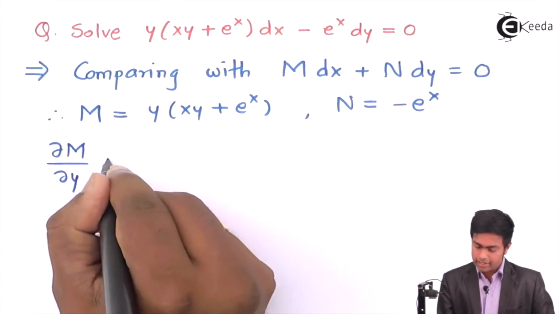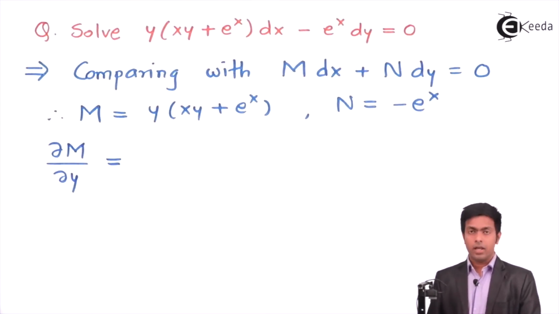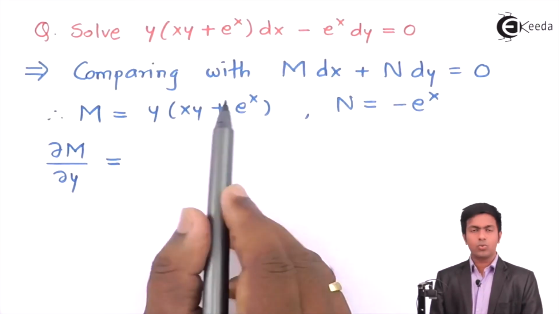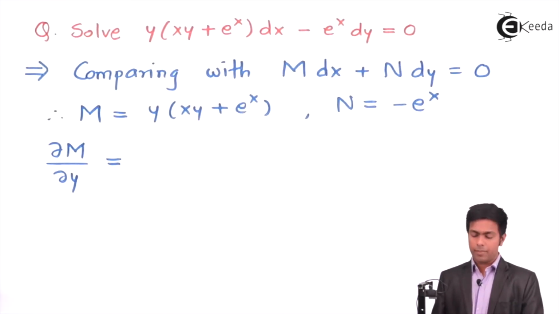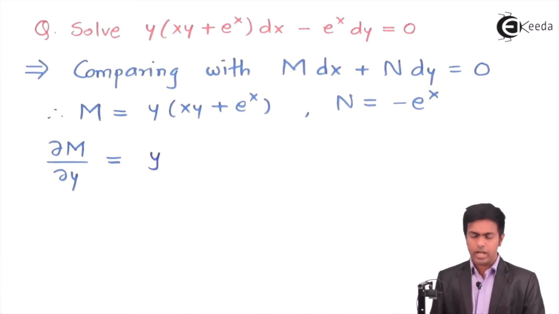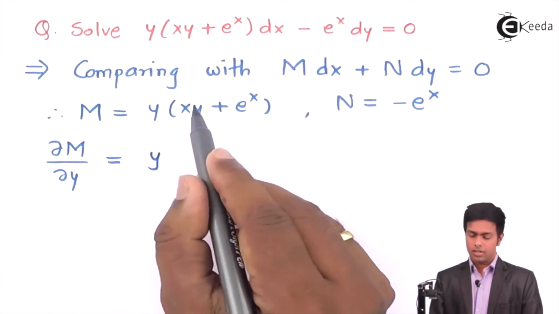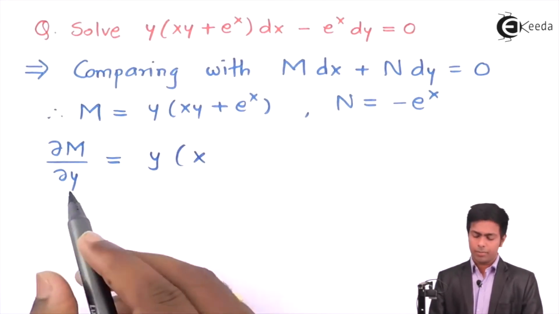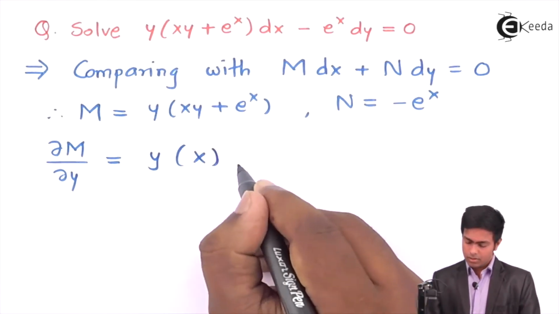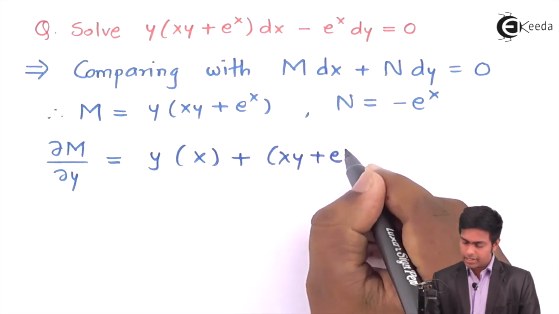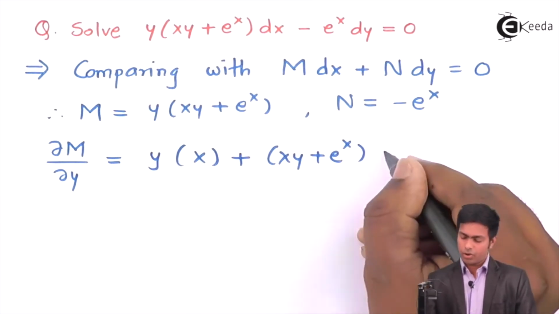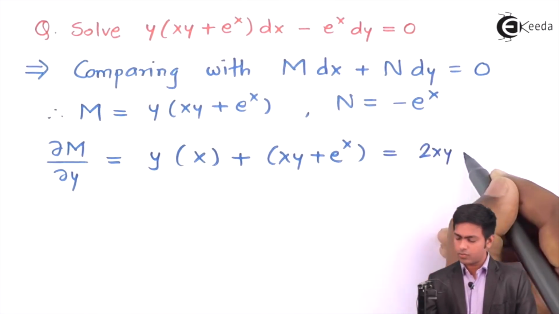Dou M by dou y is nothing but the partial differentiation of M with respect to y, keeping x as constant. Here, if I see the two factors, in both we have y. So I am going to use the product rule, that is the UV rule of derivative. First of all I'll write this y as it is. Now we'll find the derivative of the other factor with respect to y. Here we'll get x, and for e raised to x we'll get 0 because we are partially differentiating, plus (xy plus e raised to x) as it is, and again the derivative of y with respect to y is 1. So we got xy plus xy, that is 2xy plus e raised to x.